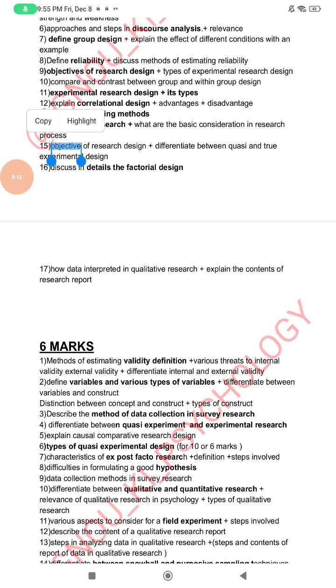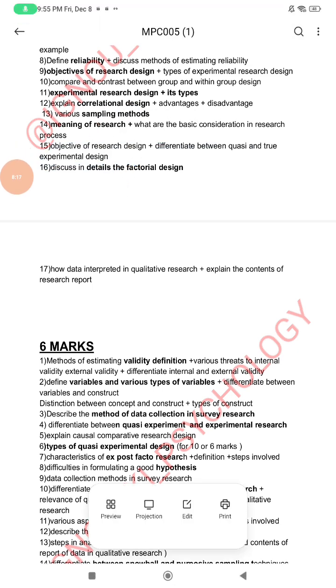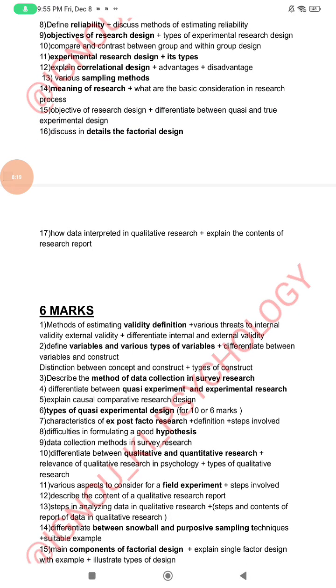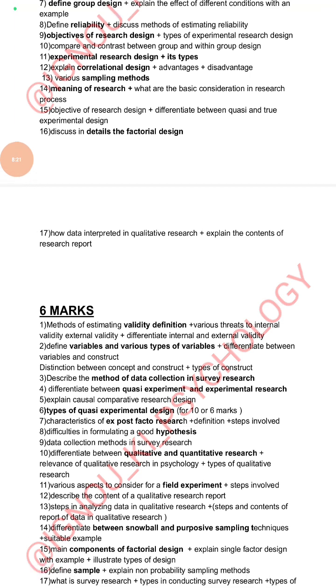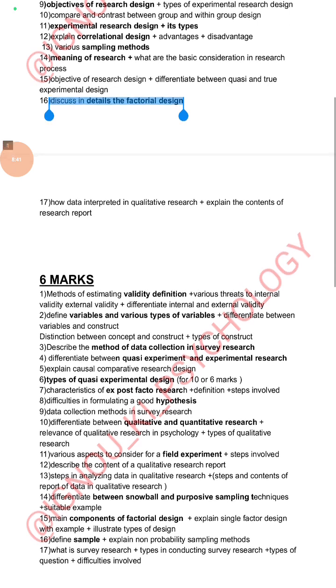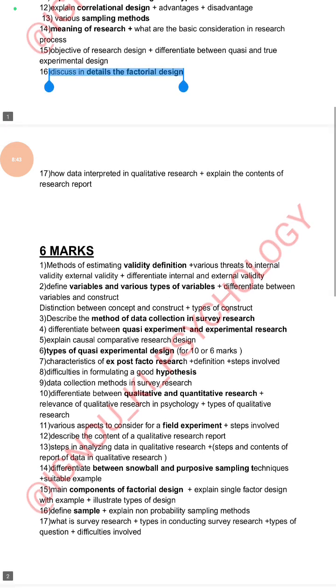So all these aspects you have to address in your answer. Question number 15, objective of research design, differentiate between quasi and experimental designing. Again, you have to do comparative analysis of both the things. What is research design, differentiate between the quasi and the true experimental design. Question number 16, discuss in detail the factorial design. Again it is about interaction of variables.